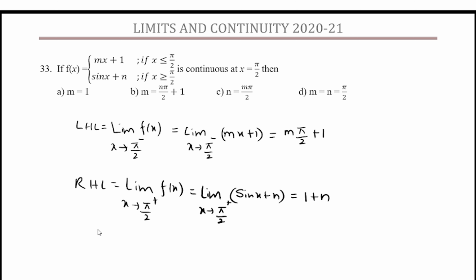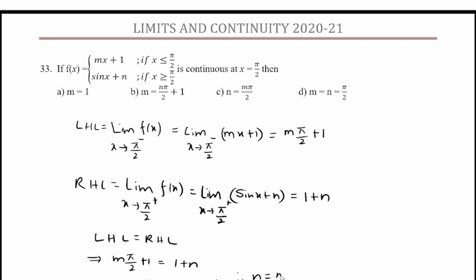Now since the given data says it is continuous, by definition of continuity, LHL is equal to RHL. What is LHL? That is m into pi by 2 plus 1 is equal to 1 plus n. So this implies m into pi by 2 is equal to 1 plus n, that 1 goes to the right side, minus 1, plus 1 minus 1 cancel.